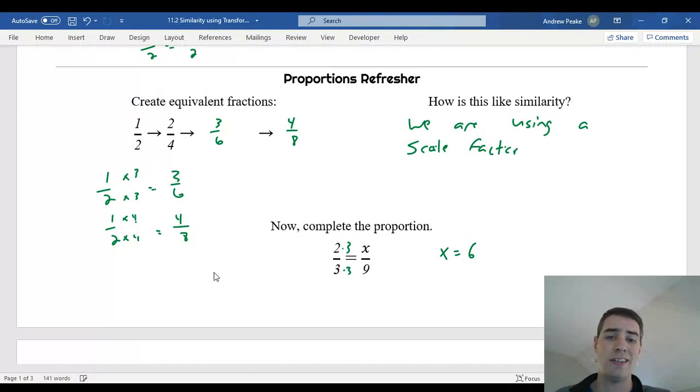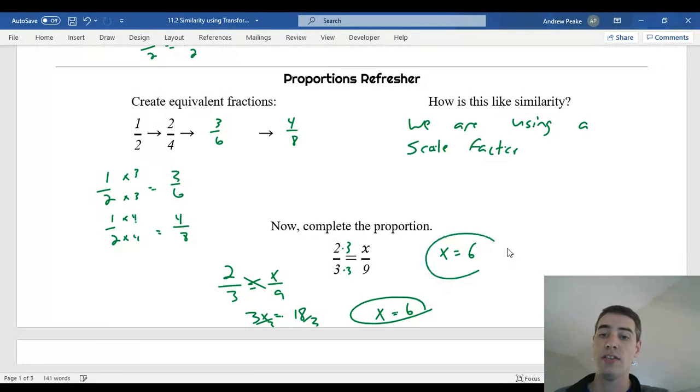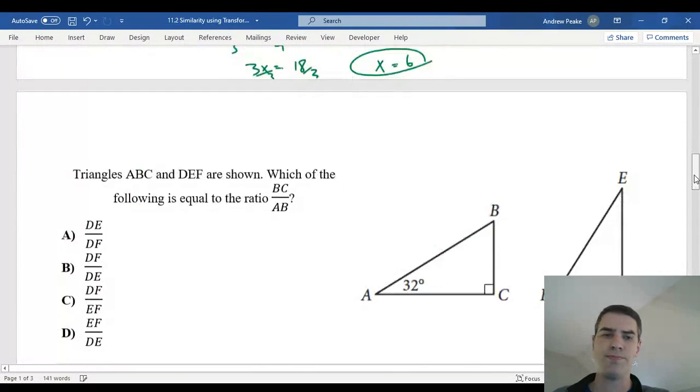Another way we could do that is through cross multiplication. So I had 2/3 equals x over 9. I'd cross multiply and say 3 times x is equal to 18. Divide by the 3 on both sides, you get x is equal to 6. So either way works to figure out that proportion.